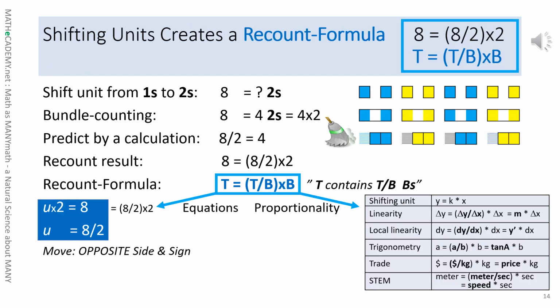Shifting units creates a recount formula. To recount 8 in 2s, division predicts the result, 8 over 2 is 4. So 8 is 4 2s, or 8 is 8, over 2, times 2. So, T is T, over B, times B. This recount formula occurs all over STEM, and it also solves equations.